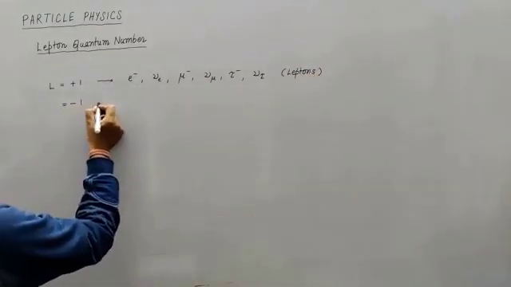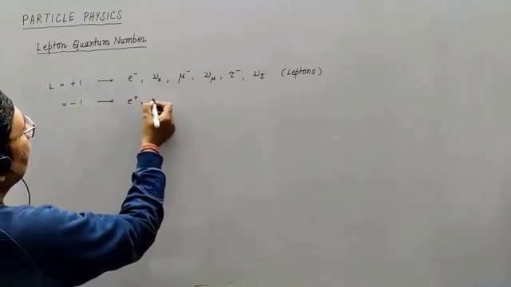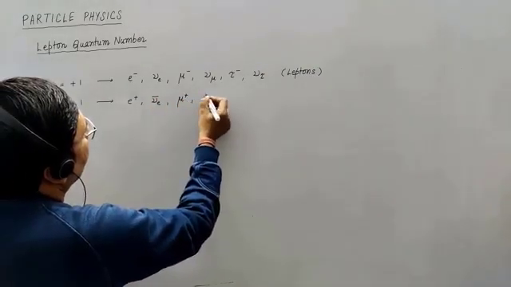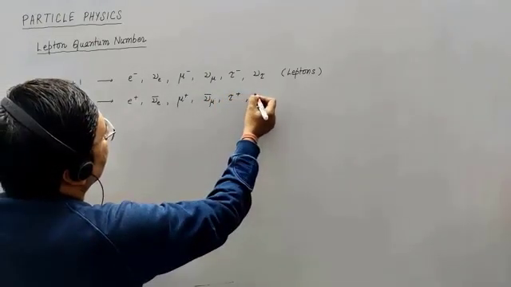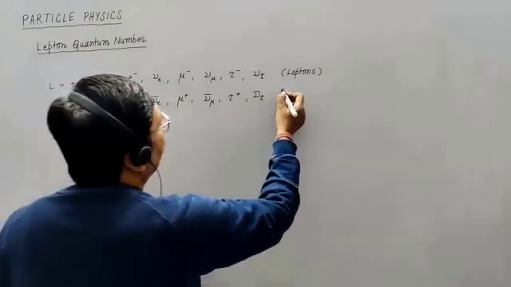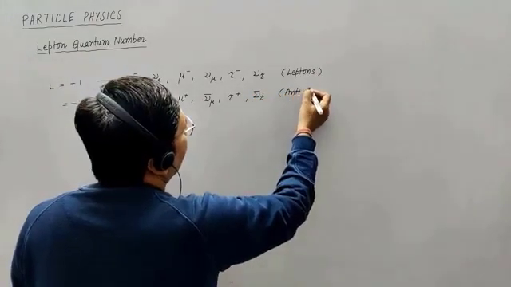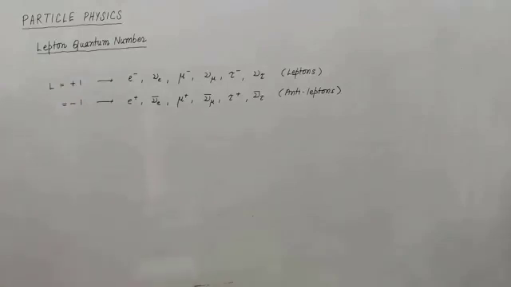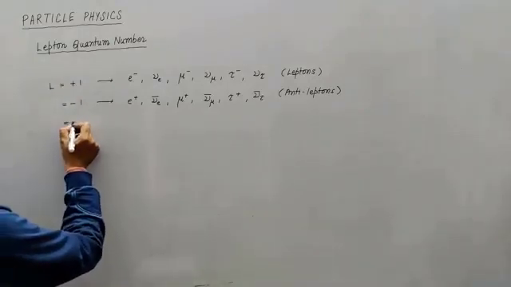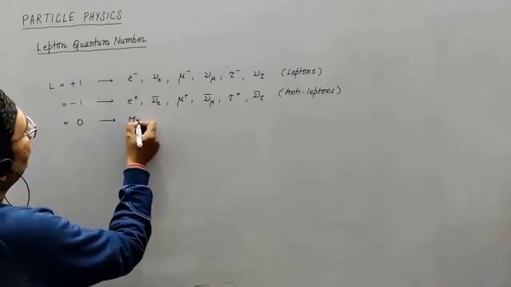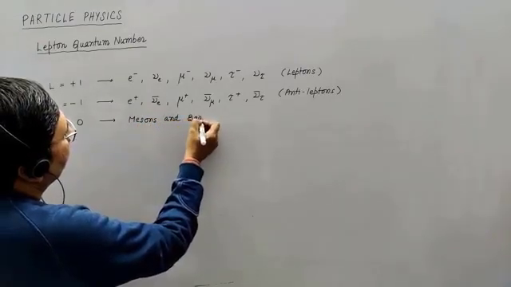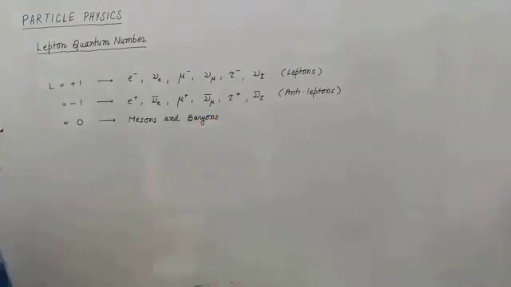It will be minus 1 for anti-leptons. So this will be e plus, nu e bar, mu plus, nu mu bar, tau plus, and nu tau bar. For anti-leptons, this lepton number will be minus 1. And it will be 0 for mesons and baryons. For all mesons and baryons, this quantum number will be 0.